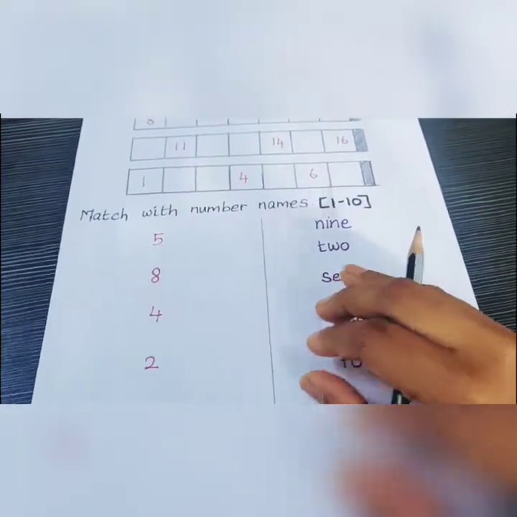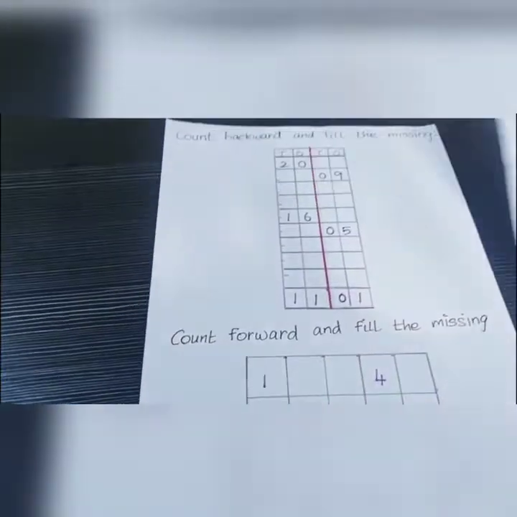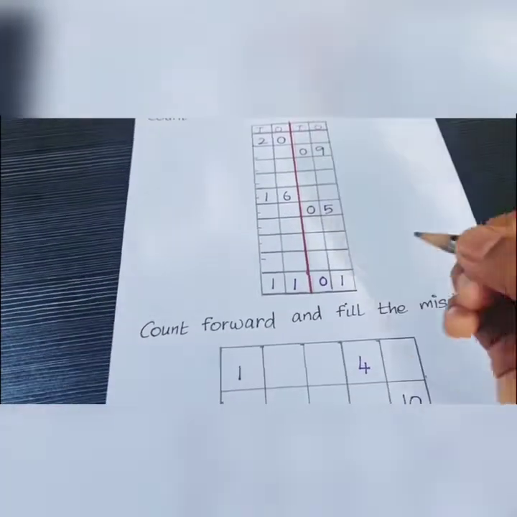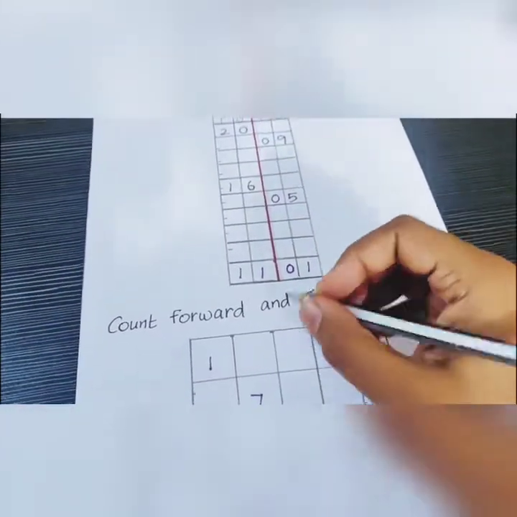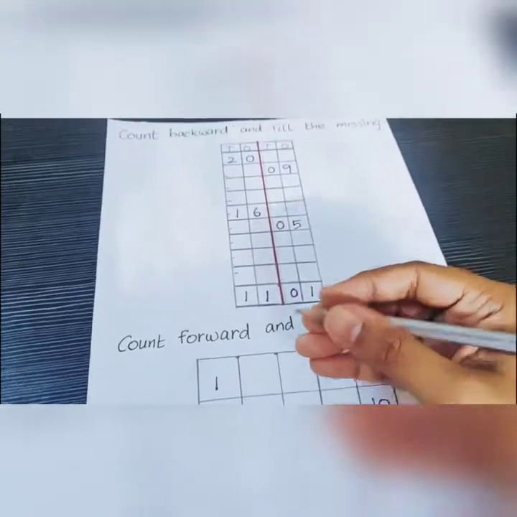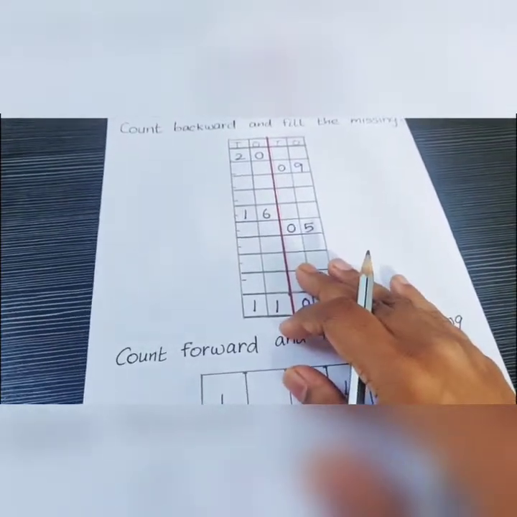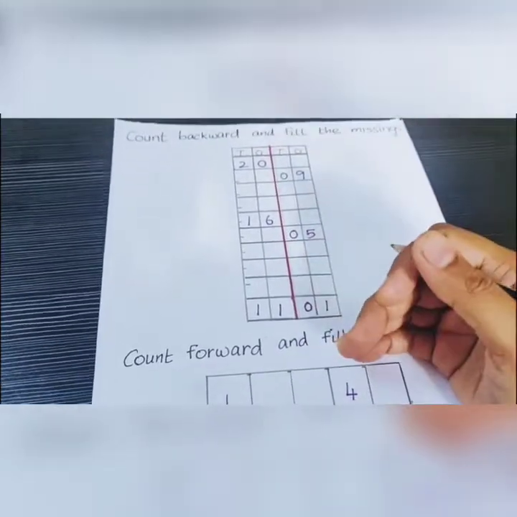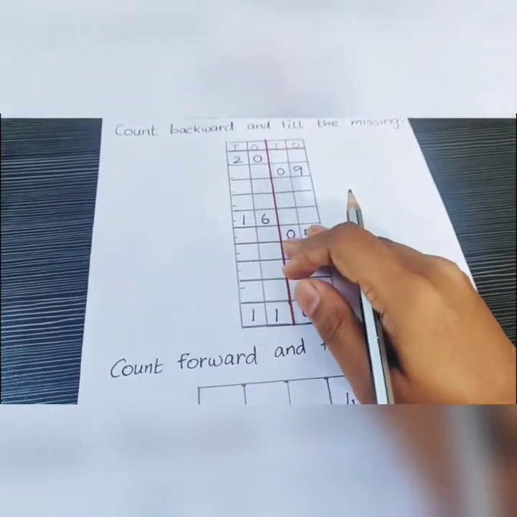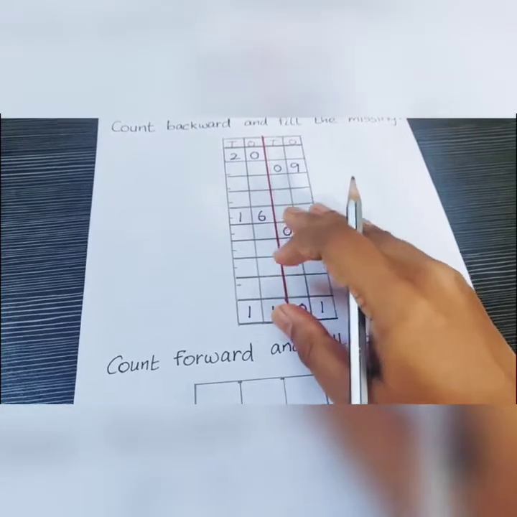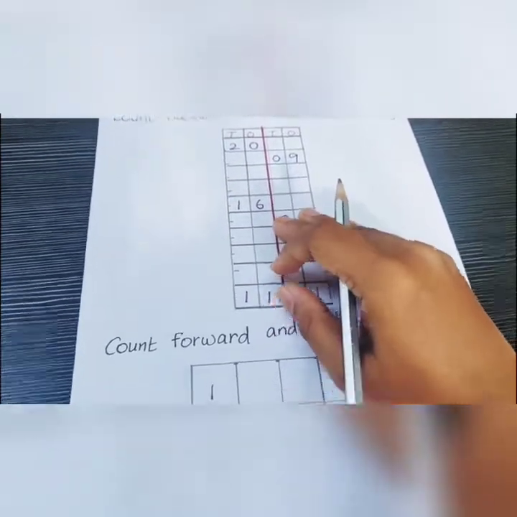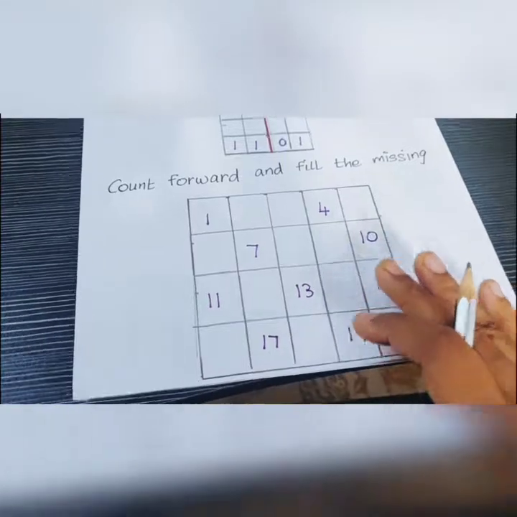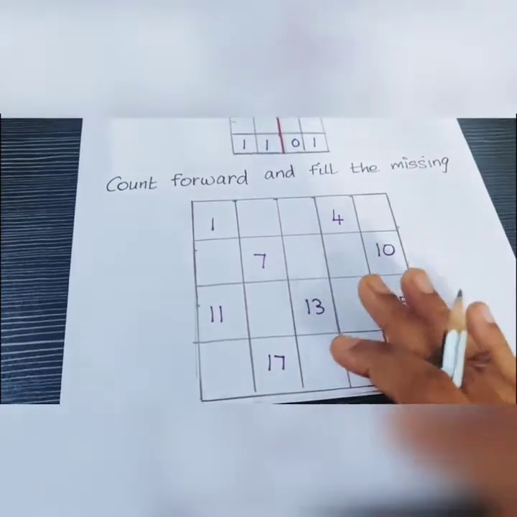The next one comes the backward counting. So, once they are thorough in counting forward, you can introduce this concept called backward counting. So, you can ask them to find the number which comes before and write. This actually will definitely create a stronger impact in learning numbers. In the same way, you can try for counting forward also.